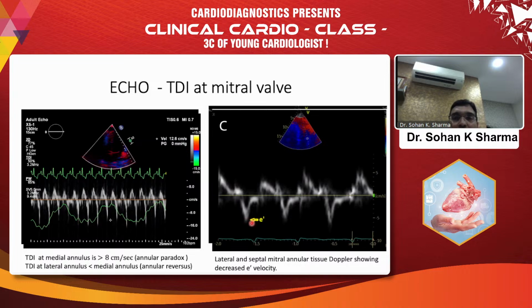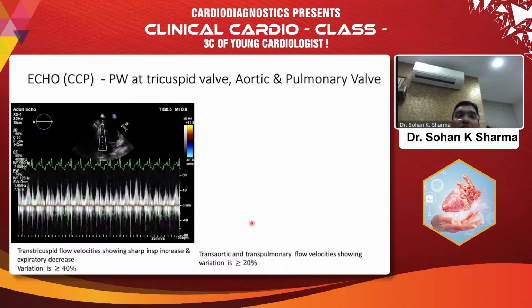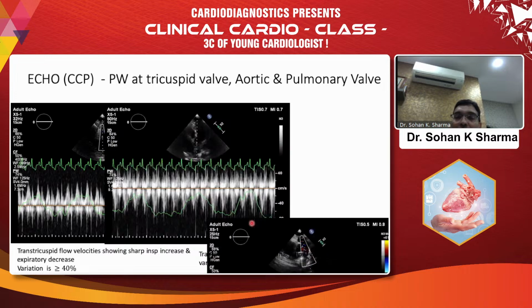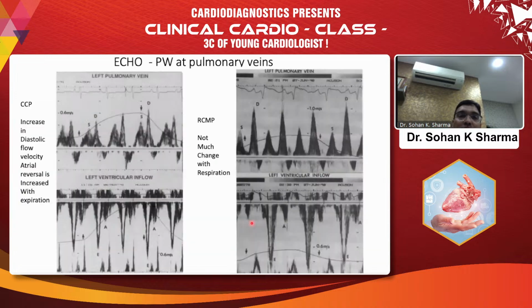So on the M mode, you are able to identify pericardial thickening and septal bounce. And after that, you do a Doppler study, pulse wave Doppler of the mitral valve and tissue Dopplers. These are the pulse wave at the tricuspid, aortic, and pulmonary valve. Again, there is a respiratory change in the velocities. Transaortic and transpulmonary flow velocities also change with respiration.